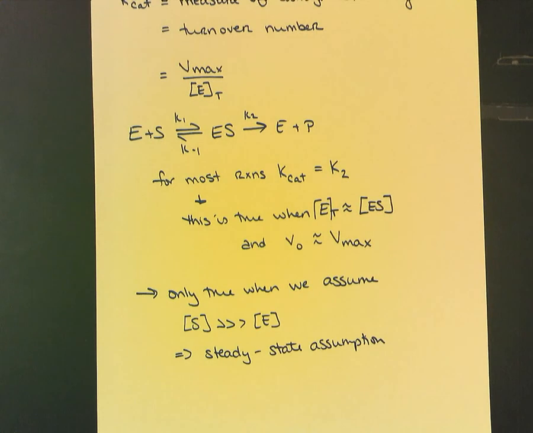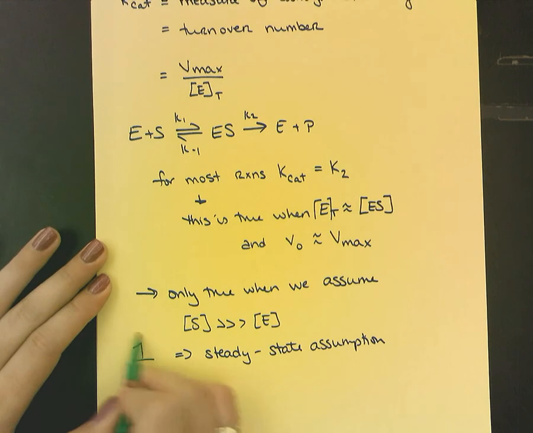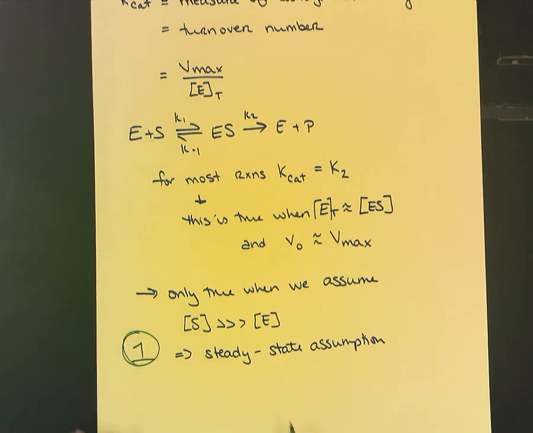Which is assumption number 1. So now I'm going to move into the assumptions. This is our first assumption, the number 1 assumption for the Michaelis-Menten equation to be true. If this is not true, your whole argument falls apart.